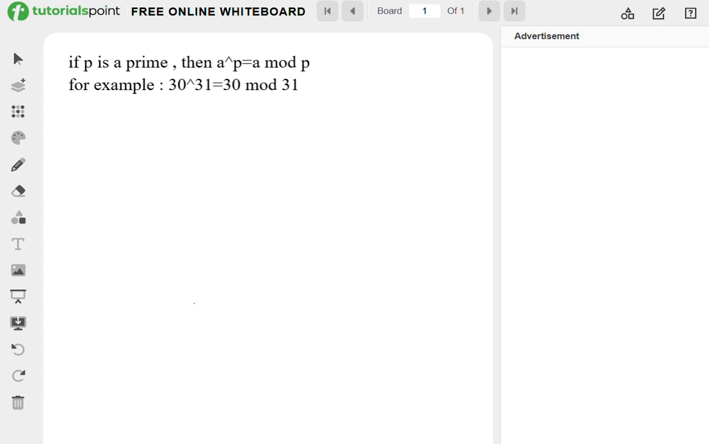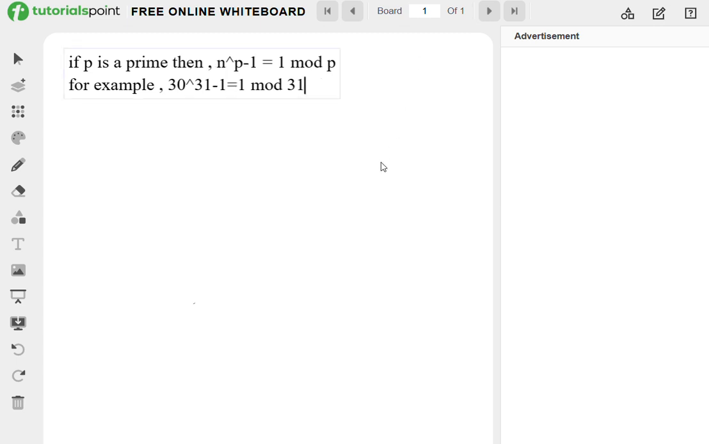So the first theorem is, if P is a prime, then A to the power P is congruent to A mod P. Okay, so for example, 30 raised to the power 31 will always give out a remainder of 30 when divided by 31. As simple as that. Okay, let's move on to the next one.